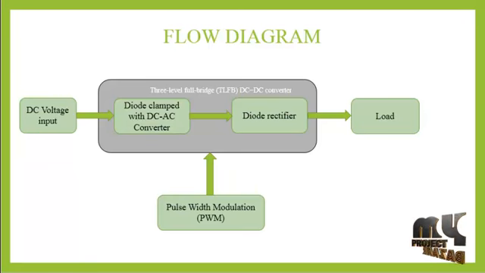Next we are going to discuss the flow diagram of the product. This is the entire prototype model flow diagram. First, this is a DC input. We can use different types of DC input, because it only needs to supply DC power, such as a battery or solar power. Then it passes to the entire block for the three-level full bridge DC to DC converter.